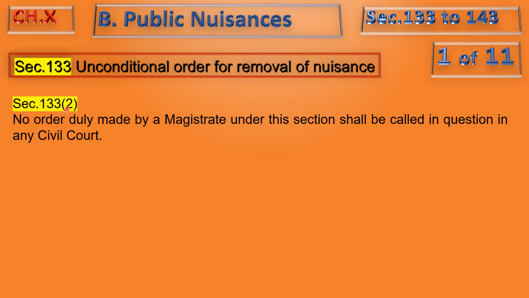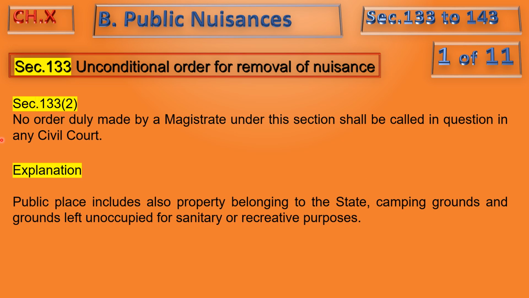Now we have an explanation to section 133 as well. It says a public place includes also property belonging to the state, camping grounds and grounds left unoccupied for sanitation or recreative purposes. So public places are not just malls, shopping malls and cinema houses. It can be any place even if it is unoccupied.